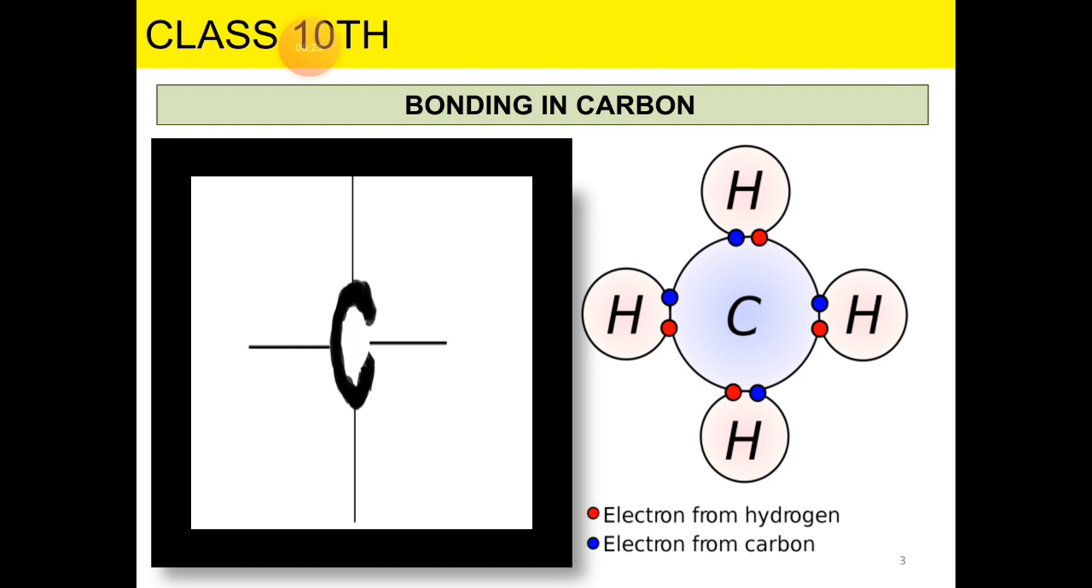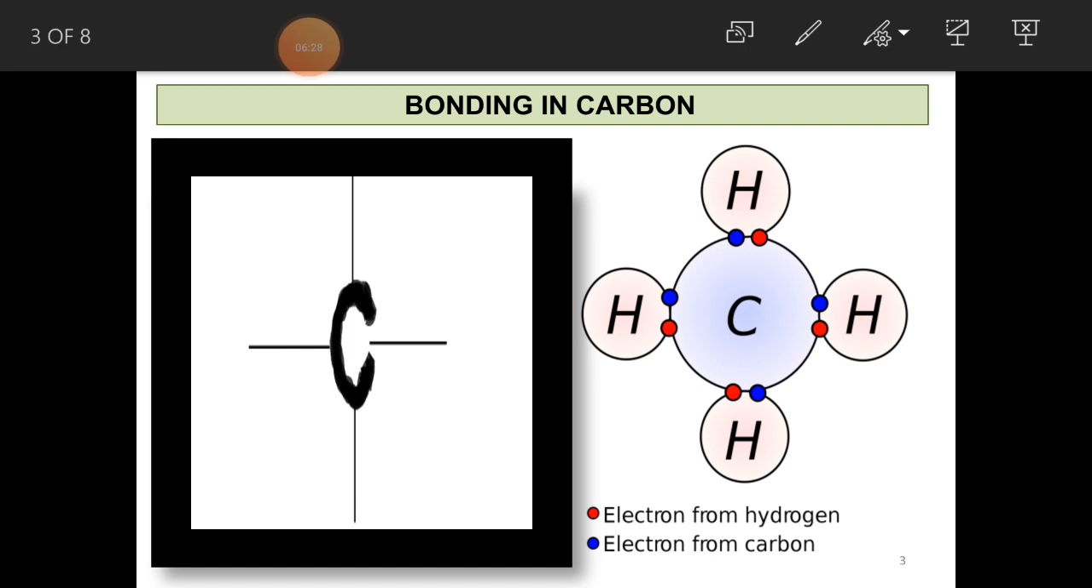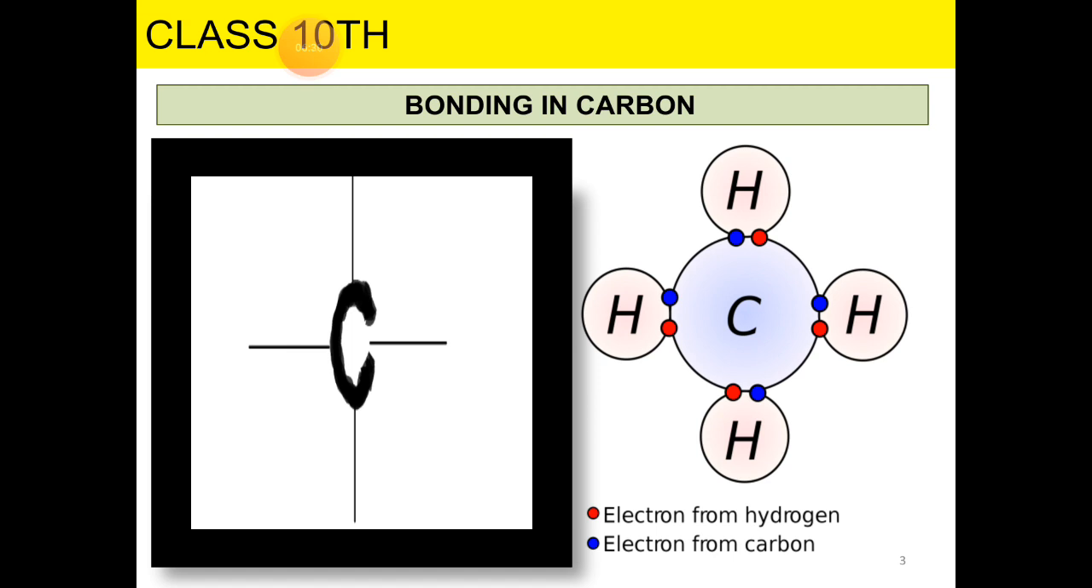Moving on to this diagram again. See, carbon has 4 valence electrons. On the left side you see 4 single bonds. So carbon can form 4 bonds. 4 single bonds are attached to the carbon.